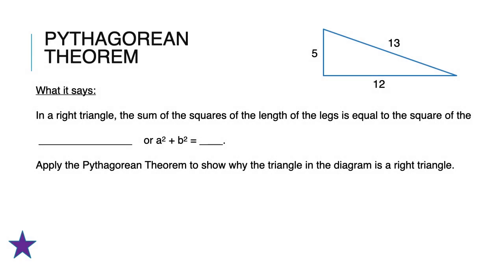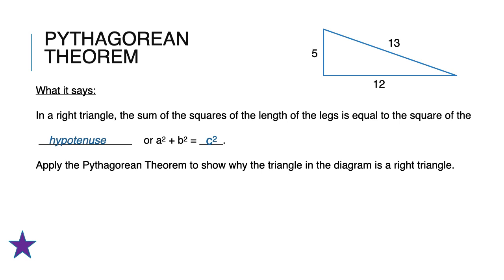You are familiar with a theorem from earlier grades called the Pythagorean theorem. And remember, this has to do with right triangles. And it says in a right triangle, the sum of the squares of the lengths of the legs is equal to the square of the hypotenuse. Or a squared plus b squared, you'll remember, is equal to c squared.